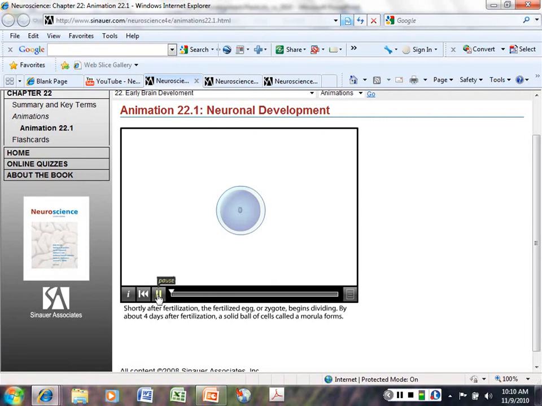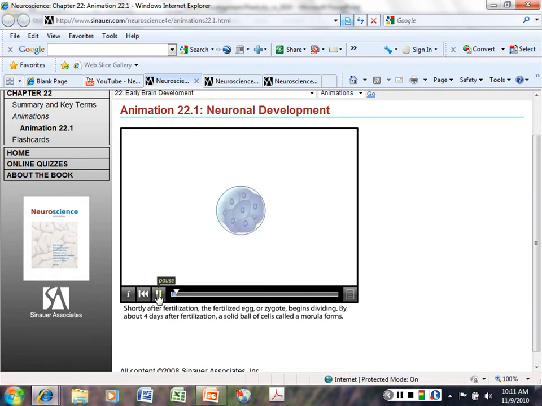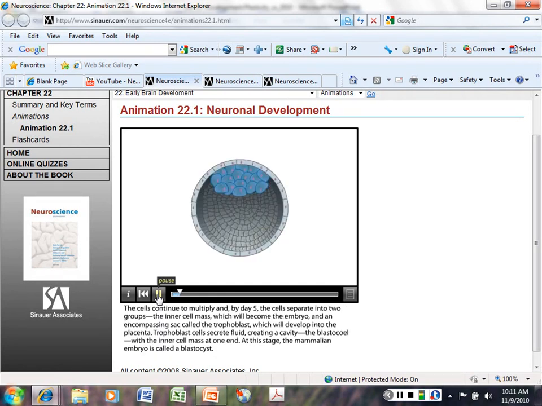Shortly after fertilization, the fertilized egg or zygote begins dividing. By about 4 days after fertilization, a solid ball of cells called a morula forms. The cells continue to multiply, and by day 5, the cells separate into two groups, the inner cell mass, which will become the embryo, and an encompassing sac called the trophoblast, which will develop into the placenta.